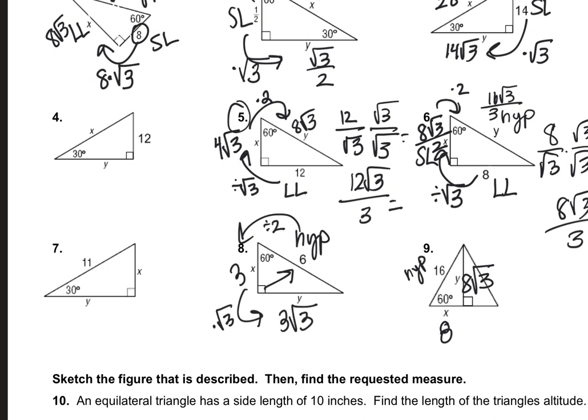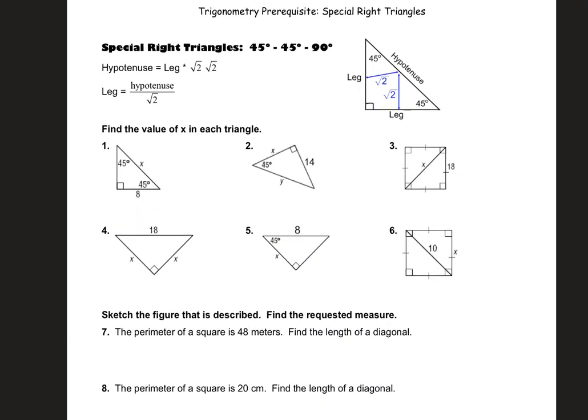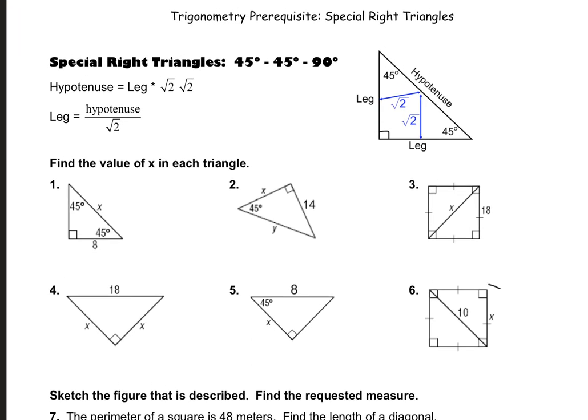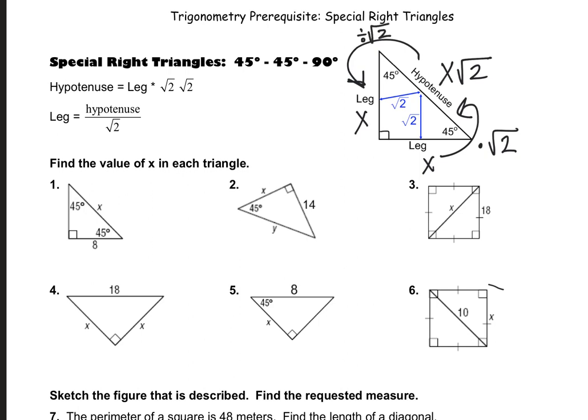All right, 45, 45, 90. That pattern is radical 2. So the two angles are the same and the two sides are the same. So the legs are x. And from leg to hypotenuse, we do what? Multiply by radical 2. But from hypotenuse to leg, we would have to do what? Divide by radical 2. The hypotenuse has to be the longest side.